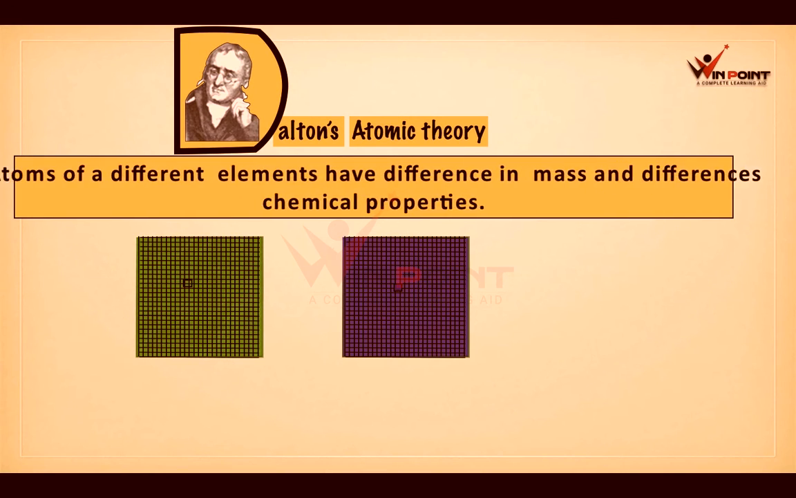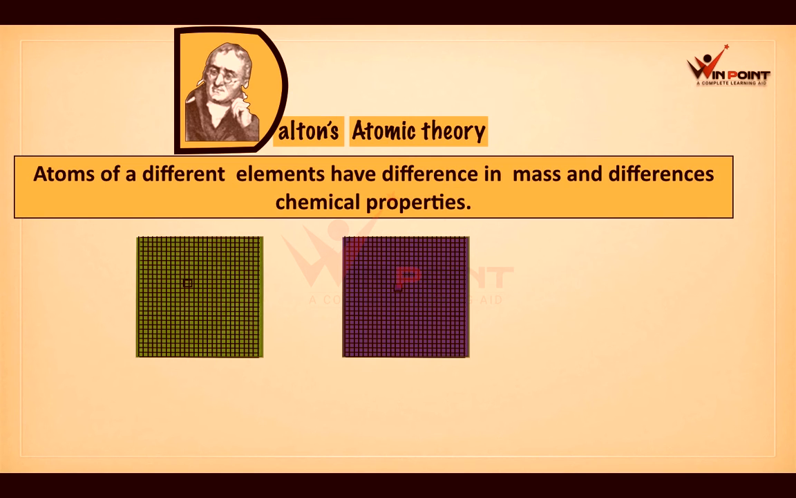Next point is atoms of different elements have differences in mass and differences in chemical properties. We are considering two elements and taking one atom from each element. If you observe these two atoms, we can say that their mass will be different and their chemical properties will be different. So we can say that atoms of different elements have differences in mass and differences in chemical properties.